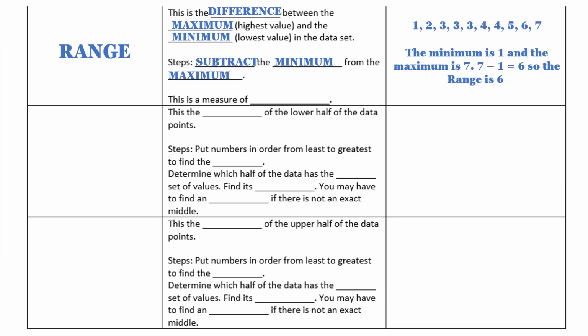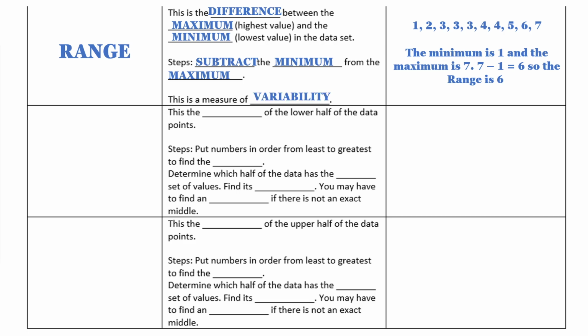So I took my list of numbers that I already had, and we can easily tell that the smallest number was 1 and that the highest number was 7, meaning the minimum is 1 and the maximum is 7. So to find our range, all we have to do is take those and subtract. 7 minus 1 is 6, so our range is 6.